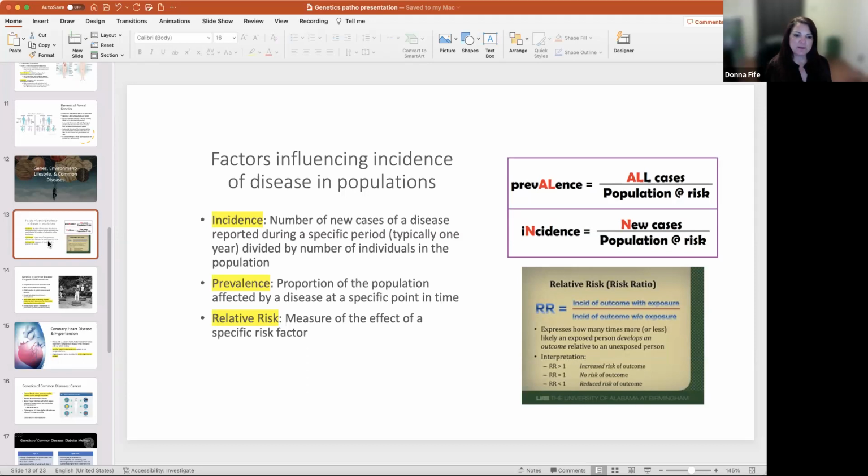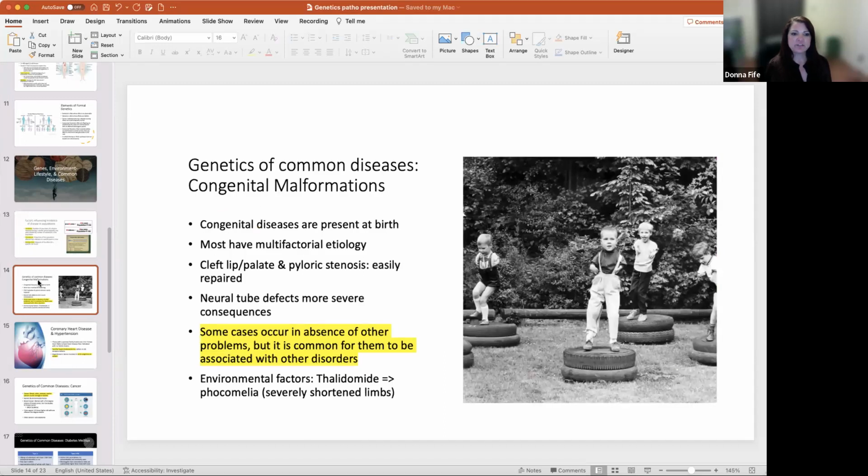And relative risk is the measure of the effect of a specific risk factor. And then you can see here the formulas for that. Genetics of common diseases: we have congenital malformations. Congenital diseases are present at birth. Most have a multifactorial etiology. Examples include cleft lip and palate and pyloric stenosis, and these are easily repaired malformations.